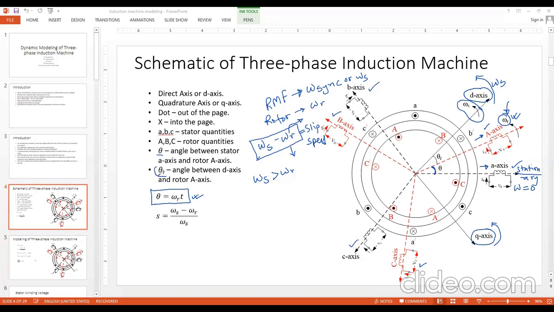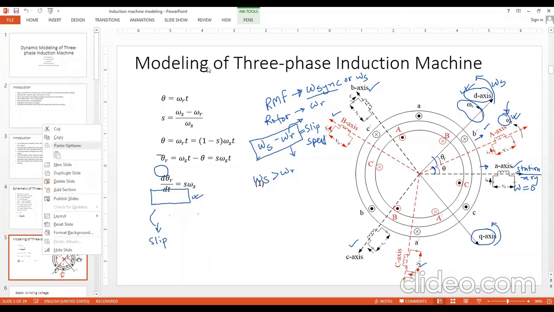The second angular difference was denoted by theta r, and that is the angle between the synchronously rotating d axis and the actual rotor frame speed, omega r. And we finally introduced this term, slip. S is the slip, and that is omega s minus omega r divided by omega s, where omega s is nothing but the synchronous speed. So these are the things that we covered in the last class.